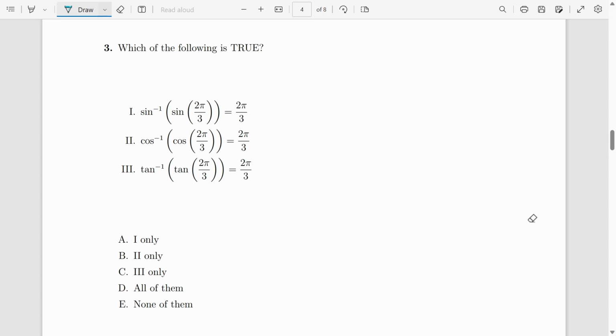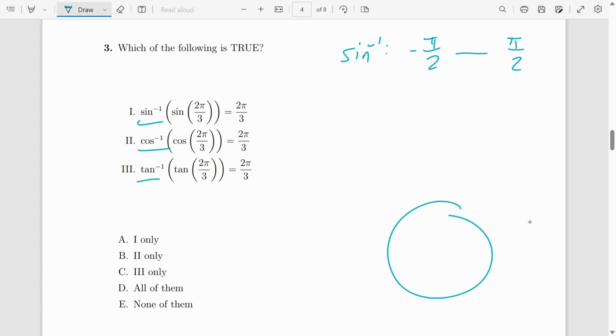To solve this problem really quickly, you just remember the ranges of the 3 main inverse trig functions, sine, cos, and tan, which are as follows. For inverse sine, it goes from negative pi over 2 to pi over 2. On the unit circle, it goes from negative pi over 2 to pi over 2 up there with the 0 right here. So pi over 2, negative pi over 2, pi. This is the range of inverse sine.